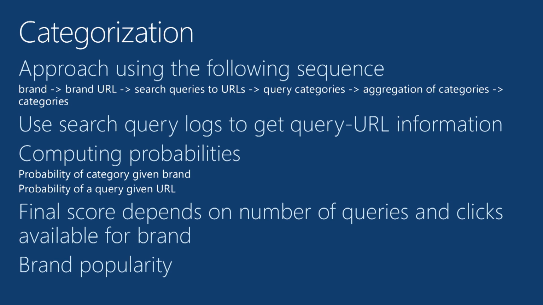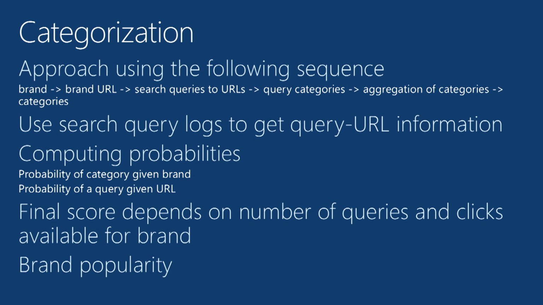We're going to compute a lot of different probabilities, in particular the probability of a category given a brand, the probability of a query given a URL, and making, again, other use of formulae. We're going to get the list of different categories for a brand, and with this, we can also give you the popularity of a brand.